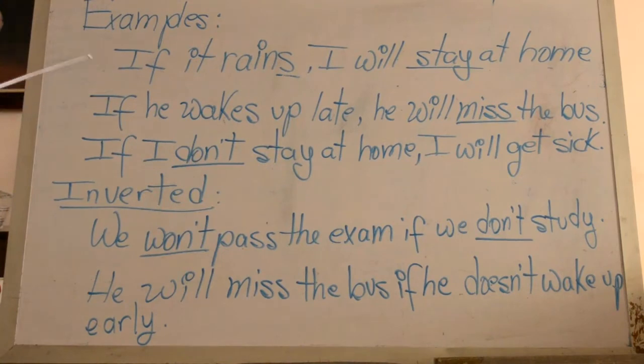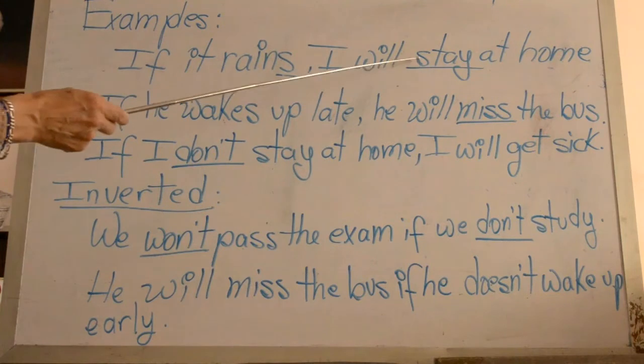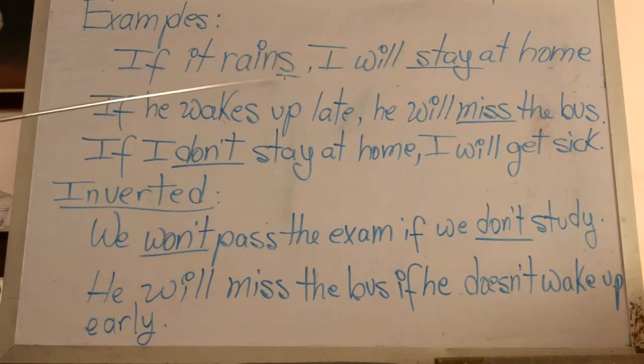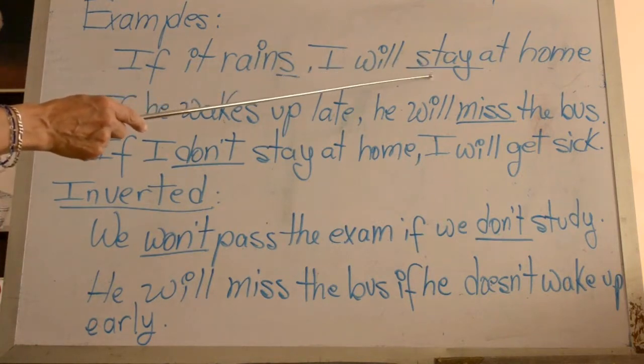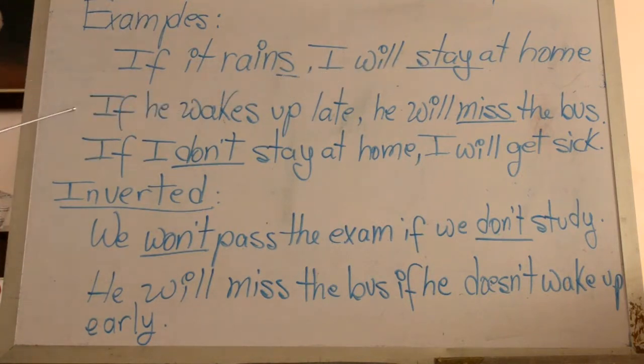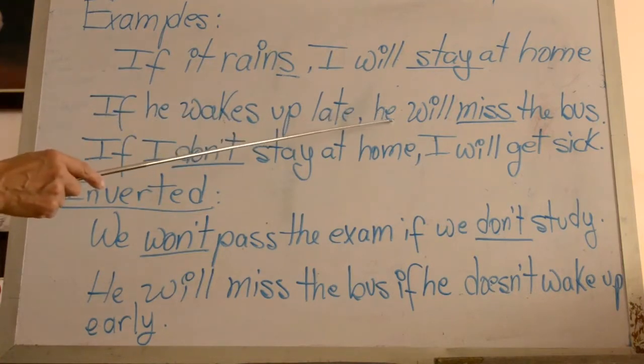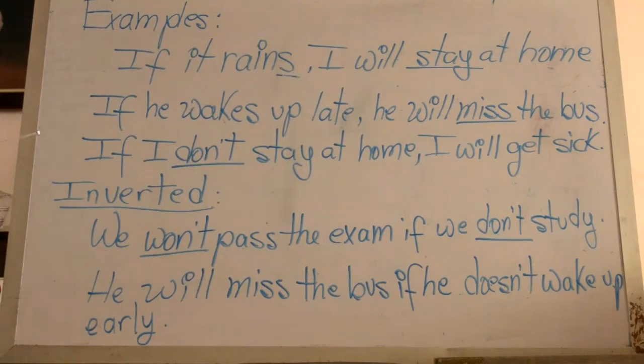Okay, kids. Now, in the first example, it says, if it rains, I will stay at home. If you pay attention, the third person continues working with the S and then will followed by a verb in simple form. Now, the second example. If he wakes up late, he will miss the bus. In the third example, if I don't stay at home, I will get sick.